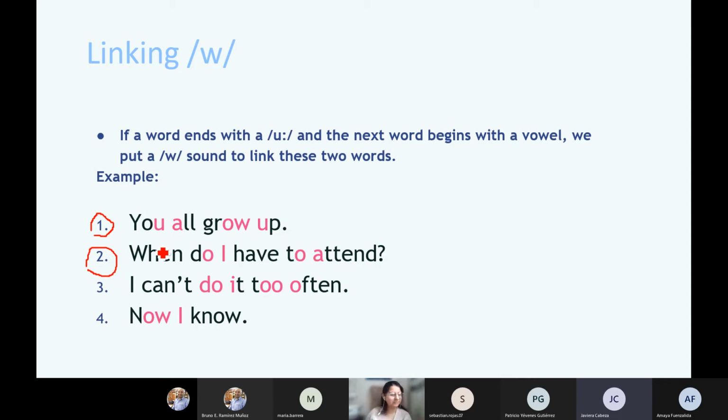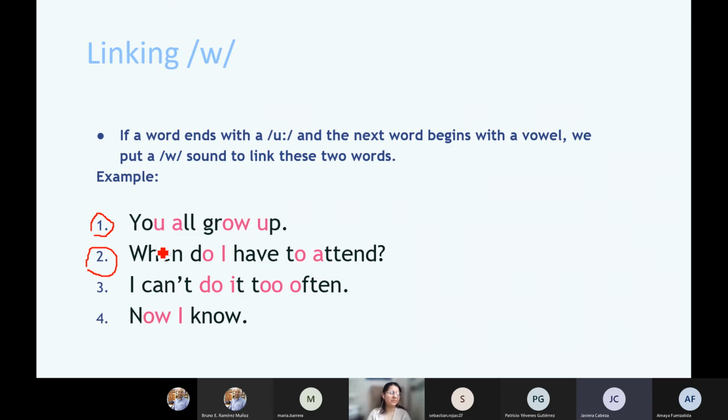Perfect. Thank you very much. Now, Maria Fernanda, can you pronounce examples number 3 and 4, please? Yes. I can do it too often. Now I know. Thank you very much. Amaya, can you pronounce examples number 1 and 2, please? You all grew up. When do I have to attend? Thank you very much.